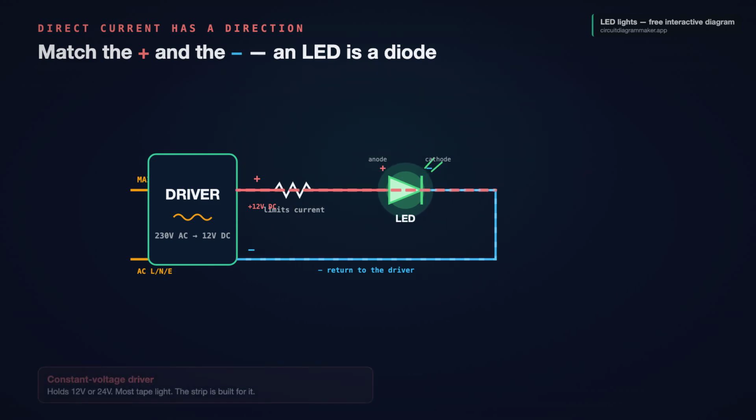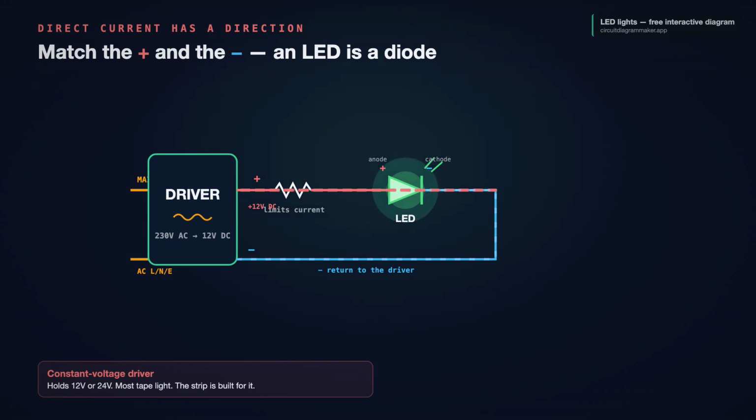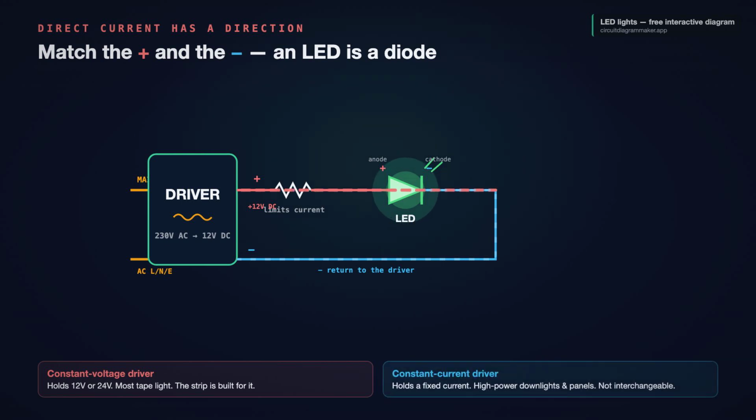Plus on the driver goes to plus on the strip. Minus to minus. Almost every strip prints a little plus and minus, or gives you a red and a black wire right on the pad. There are also two kinds of driver, and it helps to know what you have. A constant voltage driver holds a fixed voltage, 12 or 24 volts, and the strip is built for it. Most tape light is constant voltage. A constant current driver holds a fixed current instead. That is for high-power downlights and panels. You cannot swap one type for the other. Match the driver to what the LED asks for.